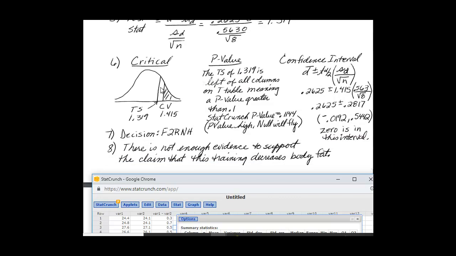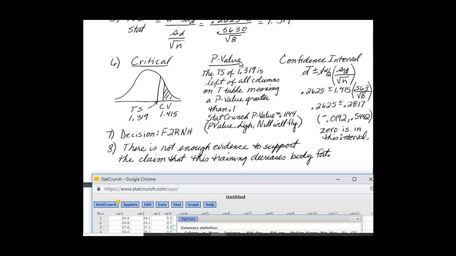Okay, then we need to do our critical value or p-value and our confidence interval. So when I draw the t distribution here, I can put in my critical value of 1.415 and our test statistic, which is just a little under that, 1.319. We can see that that is not in the rejection zone, so it looks like this is not significant. There's a little bit of a difference there, but it's not significant at that 10% alpha.